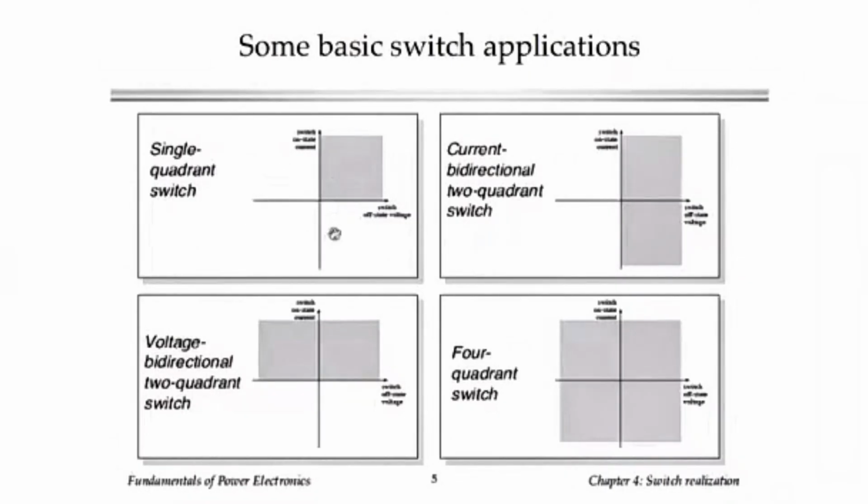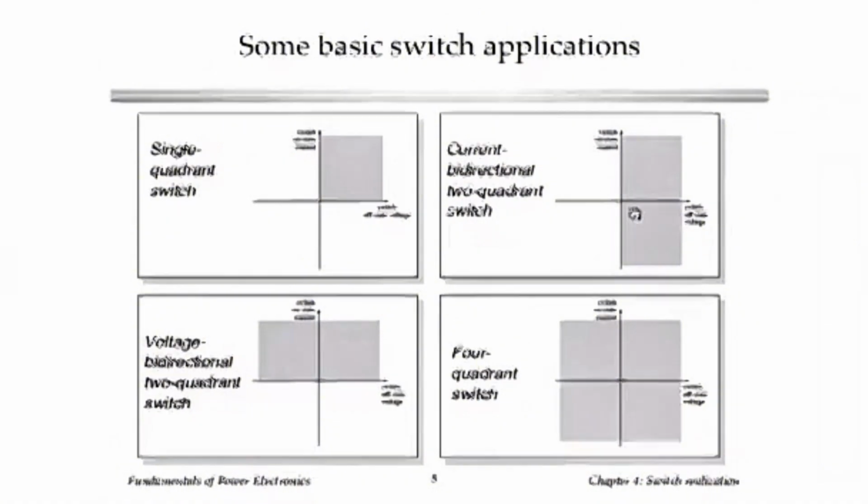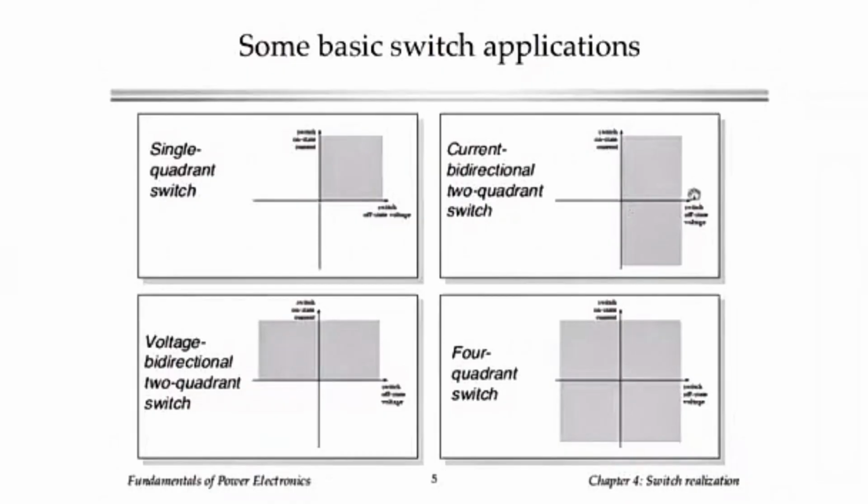So there are four possible quadrants for a single quadrant switch. The next case is called the current bidirectional 2 quadrant switch, where the switch must conduct both positive and negative current. So perhaps in one duty cycle the current is positive and in the other it is negative, but it only has to block positive voltage when it's off. As such, we call this the current bidirectional 2 quadrant switch. There are two possibilities here depending on whether the blocking voltage is positive or negative.